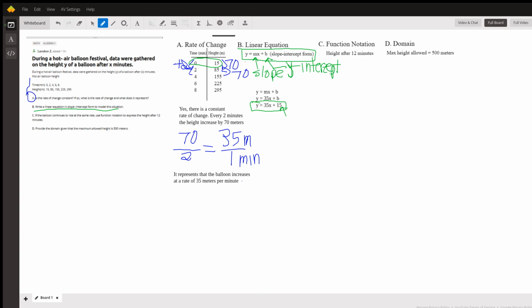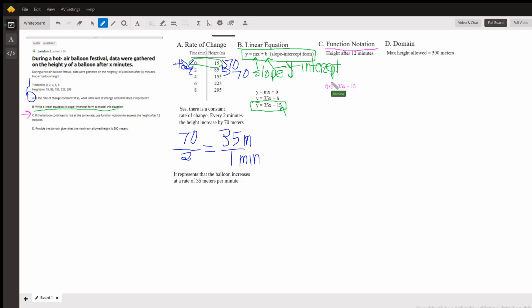Okay, next part is part C. If the balloon continues to rise at the same rate, use function notation to express the height after 12 minutes. Now, what I want to talk about here is function notation. When you get into higher level math, you will start writing things in terms of f of x. So for example, instead of saying y equals, we're going to say f of x equals 35x plus 15. This is what we call function notation. It's really just writing the y as an f of x.